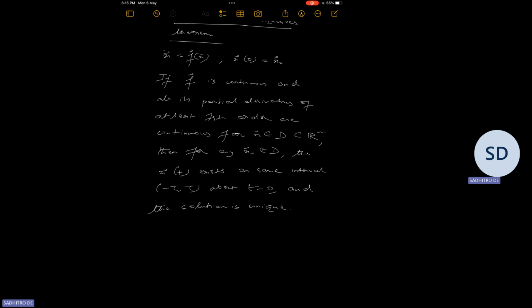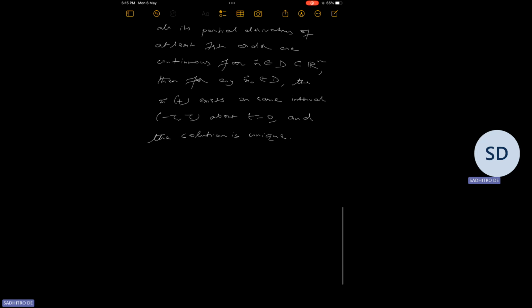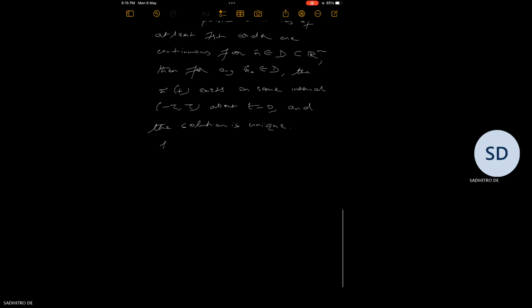Like in one dimension, we had seen that if the first order derivative was discontinuous within this interval, then the solution would be non-unique or it may not exist. So a similar statement holds true for two-dimensional systems as well, where we have partial derivatives instead of total derivatives. So what do we mean by partial derivative? If f is a function of x1 and x2, then the partial derivative of f with respect to x1 is given by this, and that of f with respect to the second variable x2 is given by this.